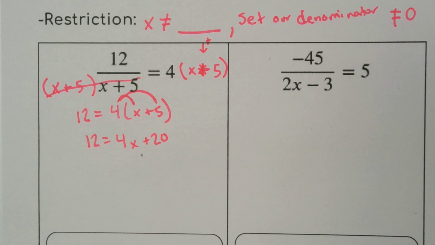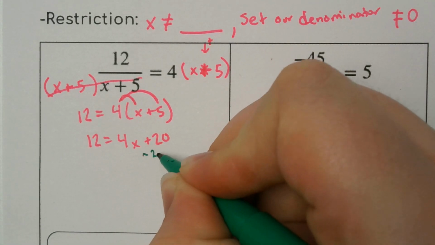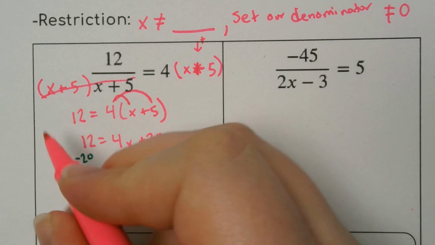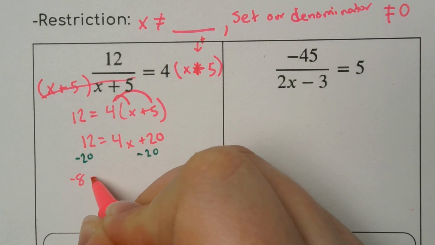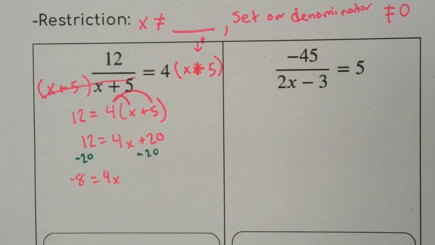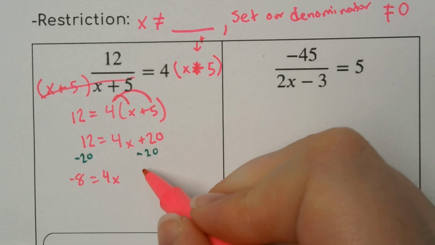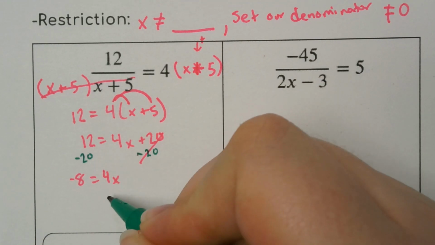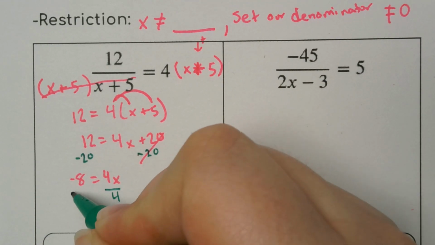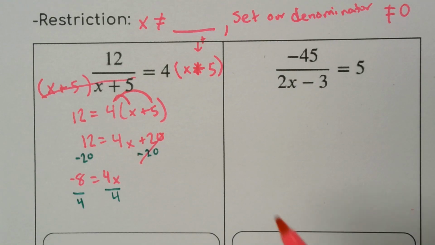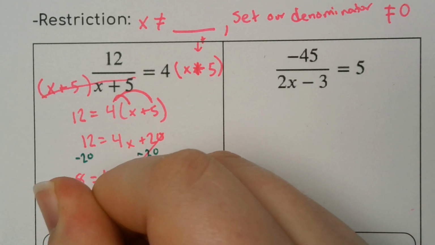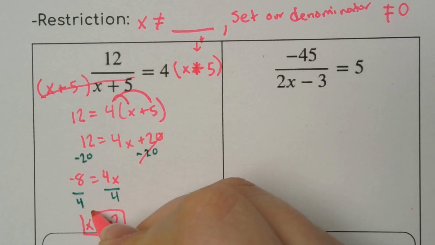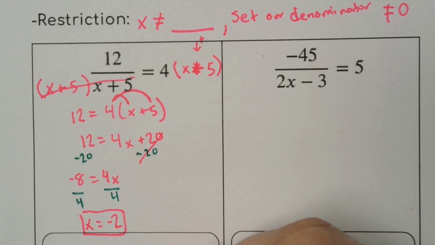So we solve it like a normal two-step now. We're going to subtract our 20. 12 minus 20 would give us negative 8 equals 4x, because our 20s cancel. And how do we get rid of that 4? Divide. So we get x equals, what's negative 8 divided by 4? Good. So that is our solution, x equals negative 2.